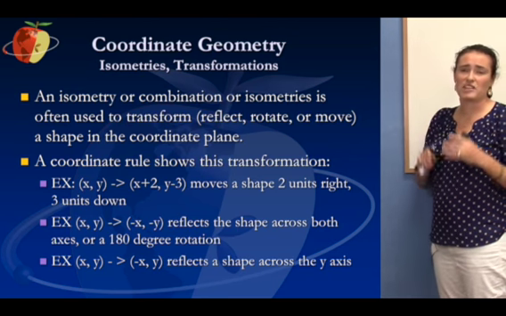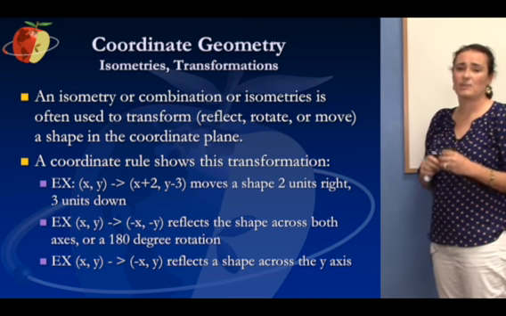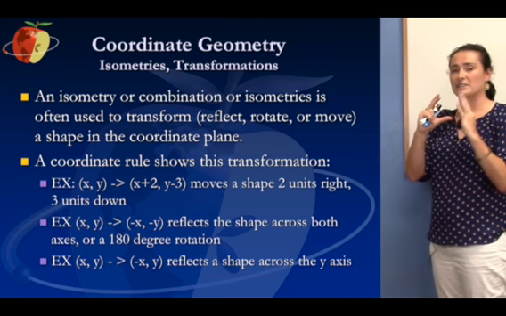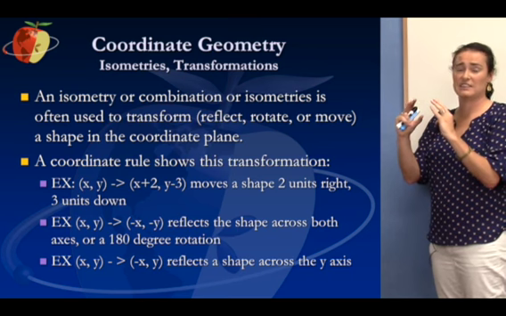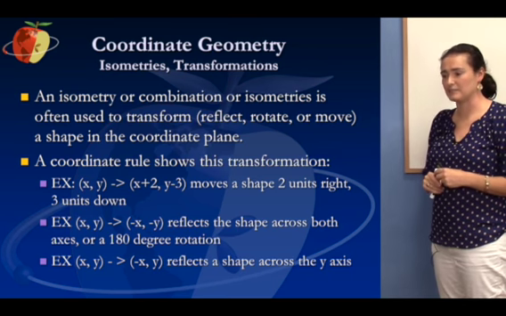It's called an isometry because we're not changing how big that shape is. We're not blowing it up or shrinking it. All we're doing is taking that exact same shape and shifting it over and down.